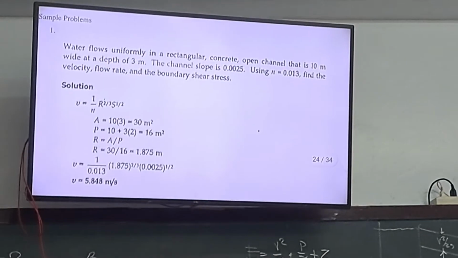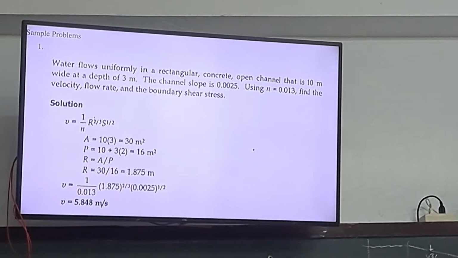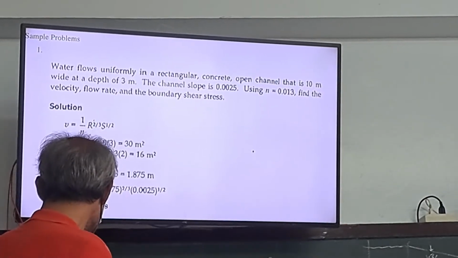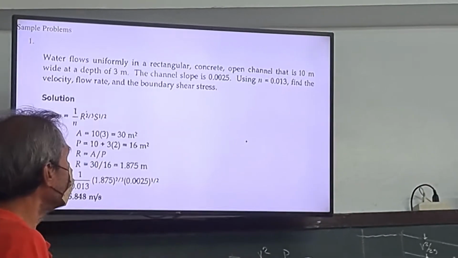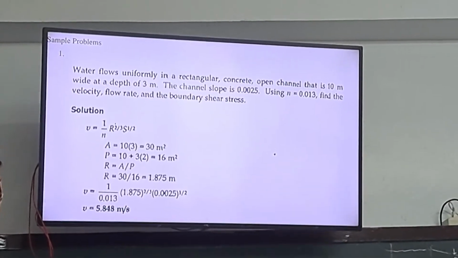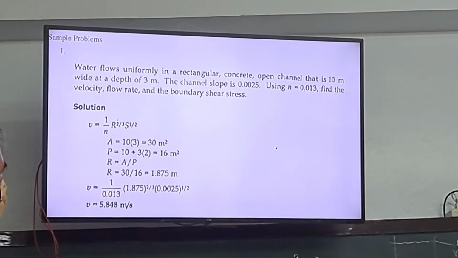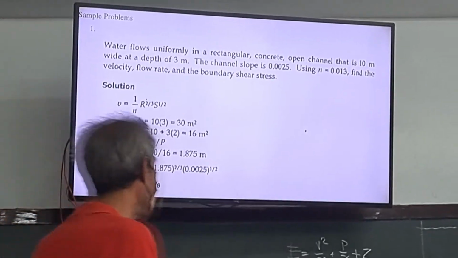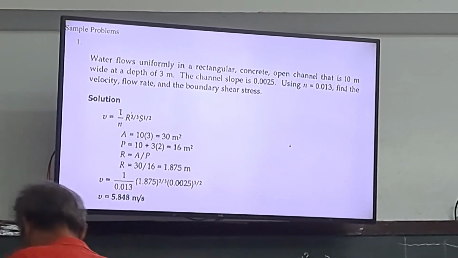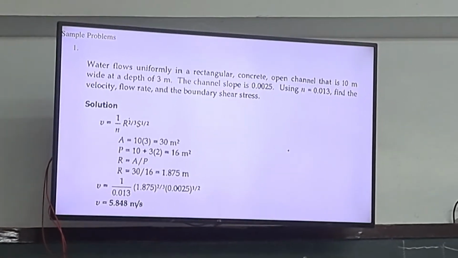So, some sample problems. Water flows uniformly in a rectangular open channel that is 10 meters wide and a depth of 3 meters. The slope of the channel is given. Using Manning's n, find the velocity, flow rate, and boundary shear stress.